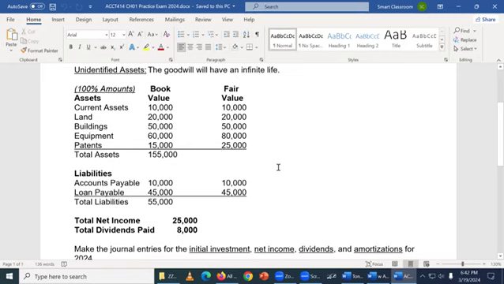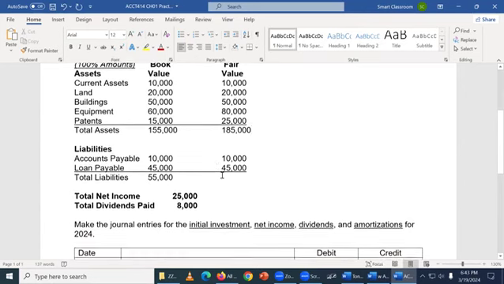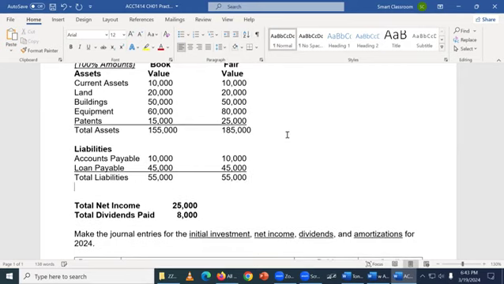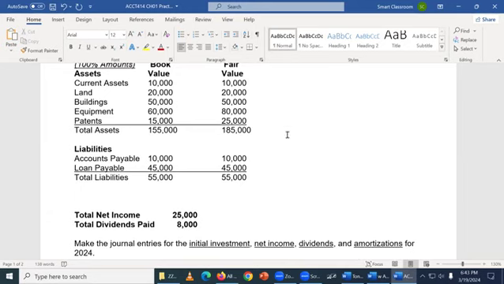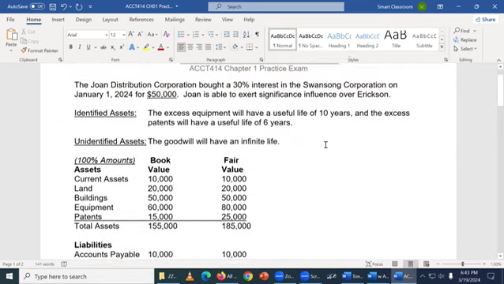The calculator? Oh, I've got a phone. Okay, so the fair value of the assets is 185. The fair value of the liabilities, I think, is the same, 55. So the total book value of this would be what? $130,000?